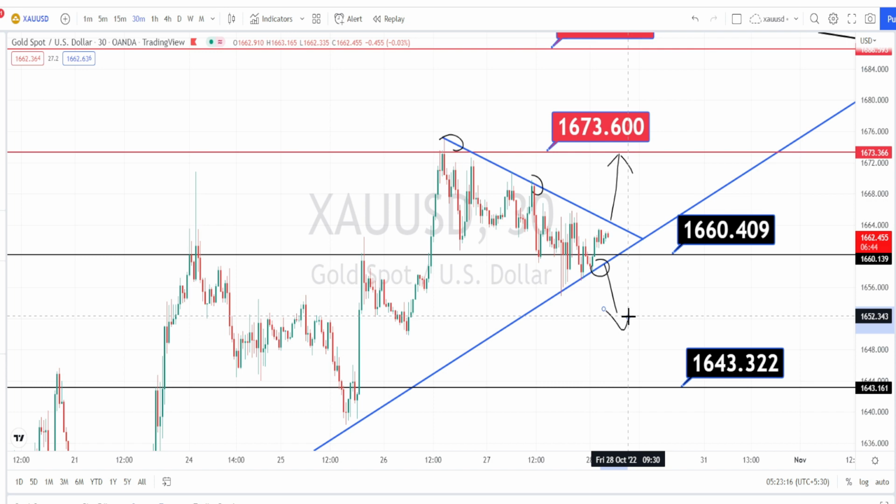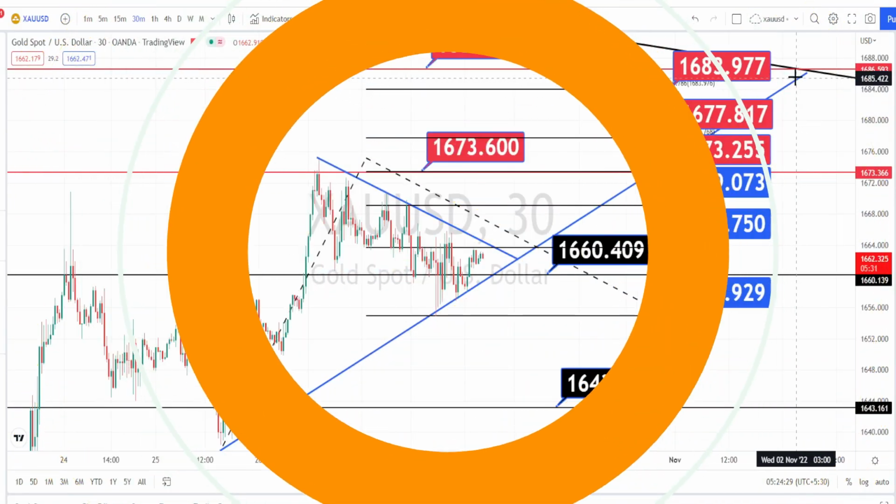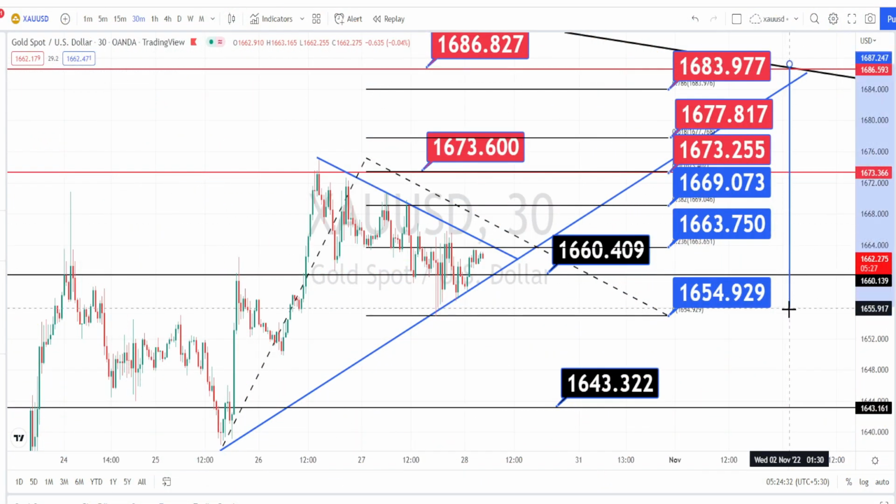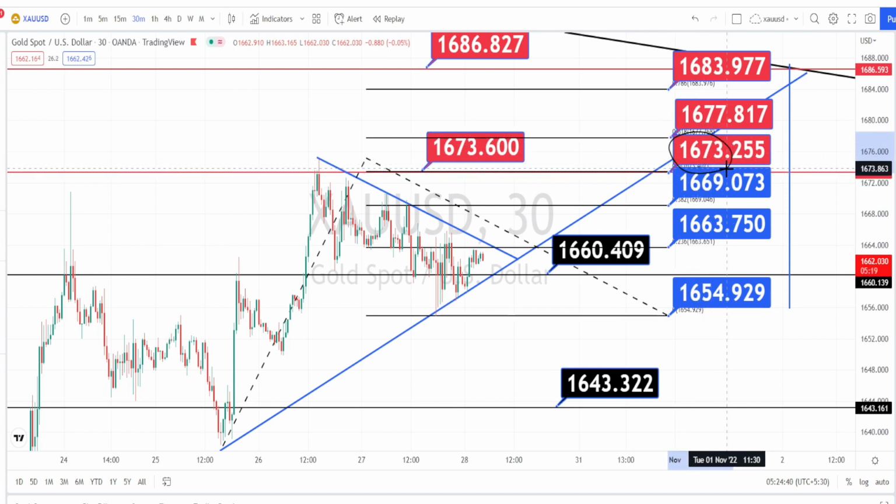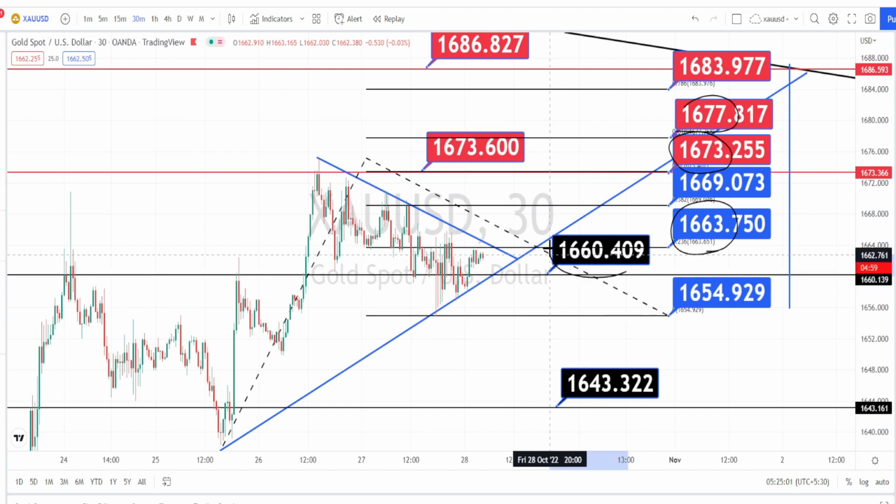Let us mark the support and resistance levels. The values within these red color and blue color boxes are the resistance and support levels for the current price action in the 30 minutes time frame. I marked the important resistance levels in red color boxes. Currently the price action is trading between the resistance level of 1663 and the support level of 1660.